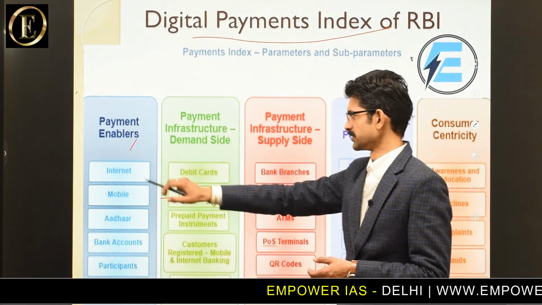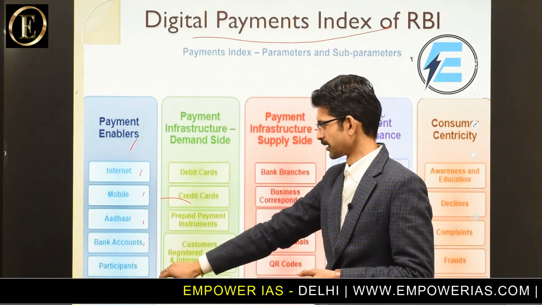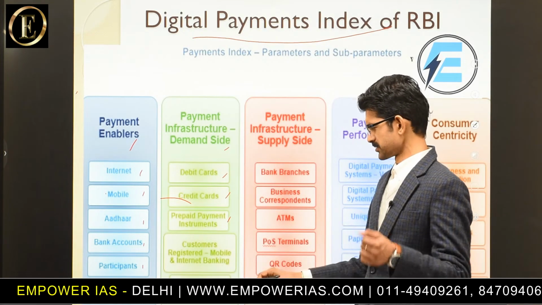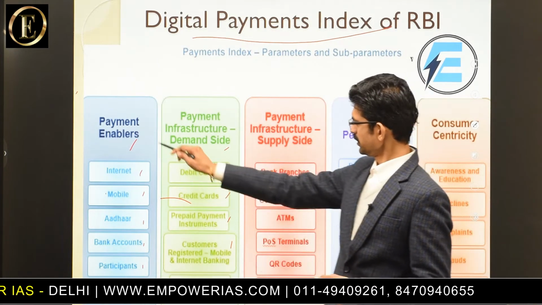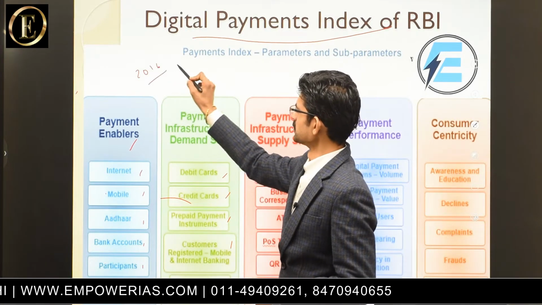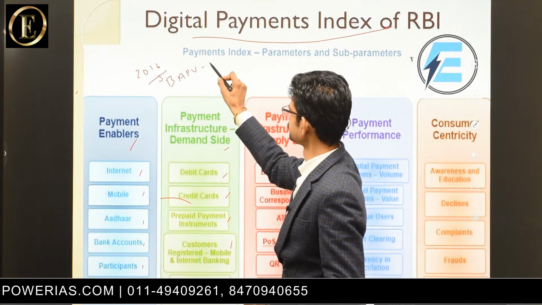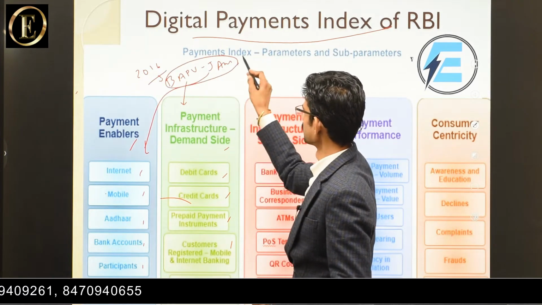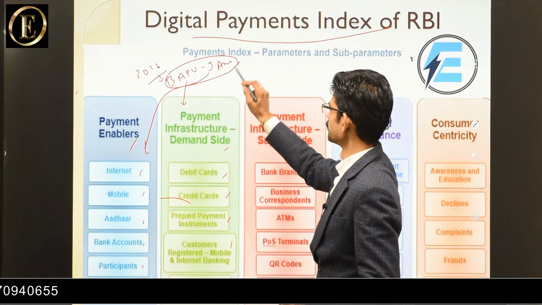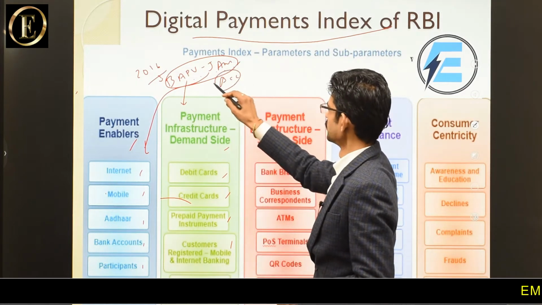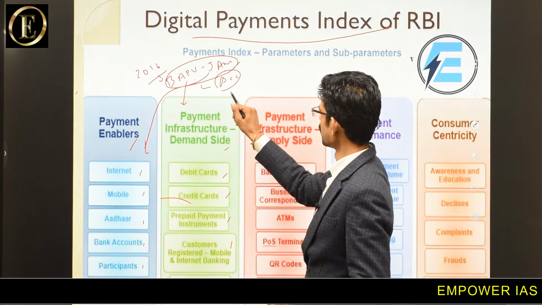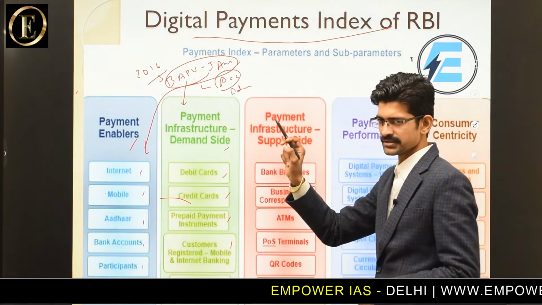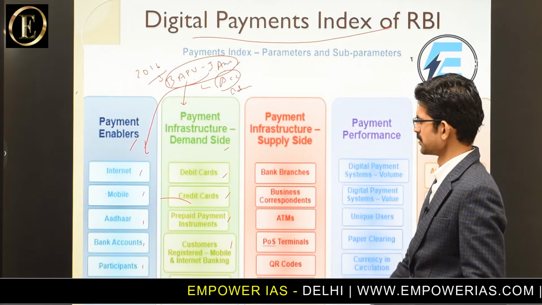So payment enablers include internet, mobile facility, Aadhaar, bank account, participants and merchants. Payment infrastructure demand side includes debit card, credit card, prepaid payment instrument, consumer registration, fast track. We studied in the 2016 Economic Survey that there was the JAM system, which started the enabling of payment and payment infrastructure by the Government of India, a biometrically authenticated program: Jan Dhan, Aadhaar, mobile. So there was a Jan Dhan account linked with Aadhaar biometric authentication. This facility was taken by the Government of India for various sectors. It also includes debit card, credit card, prepaid, postpaid payment, fast tracks.